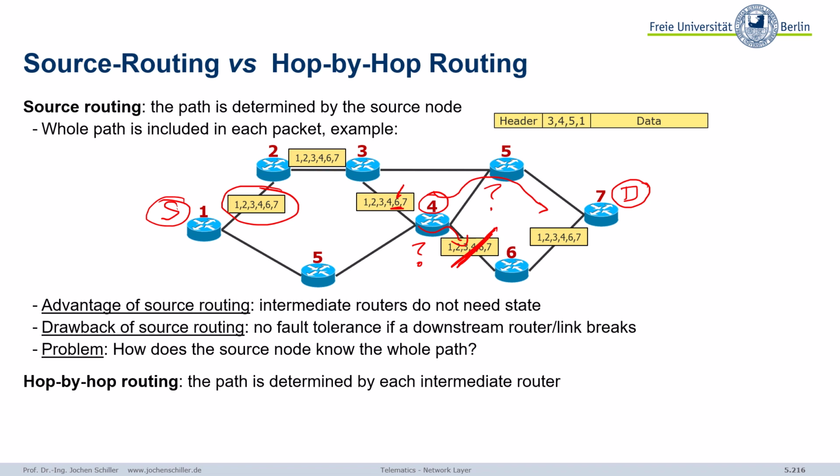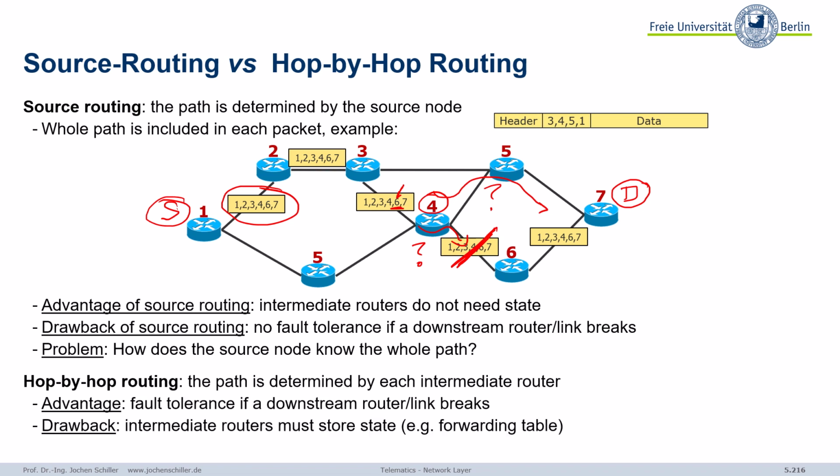So the path is determined by each intermediate router. So we cannot say, please take this path, but each router then checks where to go. So this is way better when it comes to reliability, fault tolerance. So if something breaks, we can reroute. But yes, we have to store state. And still, we are dynamic and we do hop-by-hop routing. So you see, there are different questions, and you can either do it this way or that way, and there are some good reasons for solution A or B. Here in the internet, we are dynamic and we do hop-by-hop routing.